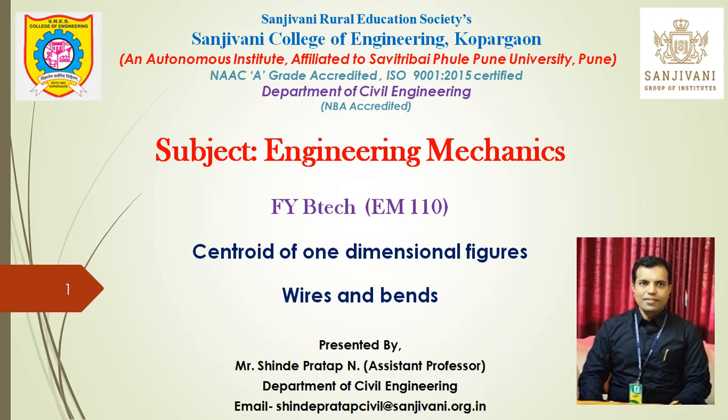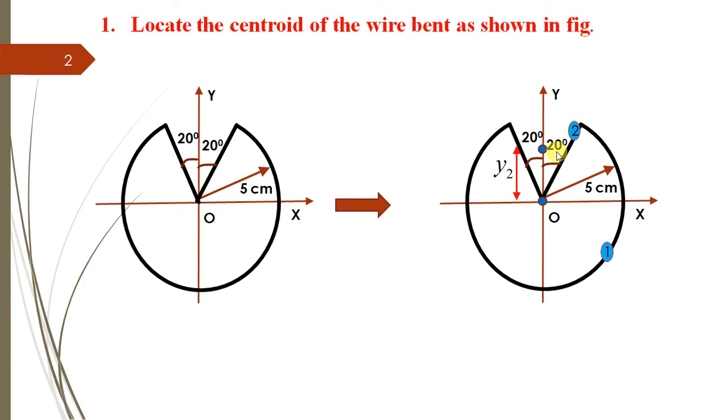Today we are going to solve some numericals of one-dimensional, centroid of one-dimensional figures that includes wires and bends. Previously we have solved some 6 numericals which include the lamina as well as the shaded portion. So first numerical, locate the centroid of the wire bend as shown in figure.